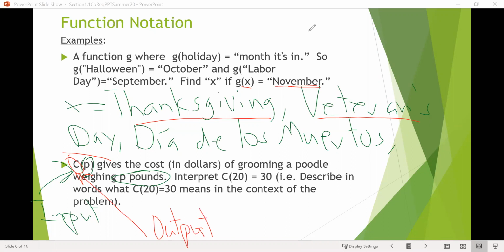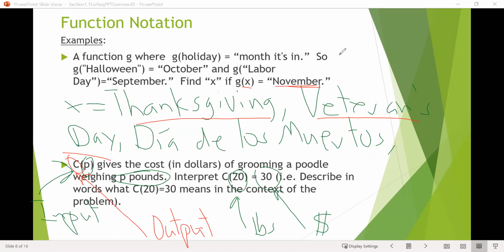We're asked to interpret what C of 20 equals 30 means. In other words, they want us to describe in words what it means in the context of the problem. Again, the 20 here is the input, and that's going to stand for pounds. The 30 here is the output, which seems like it's going to stand for money. So if we input 20 pounds, we get an output of $30, which, in the context of grooming a poodle, tells us that the cost of grooming a poodle that weighs 20 pounds is $30.